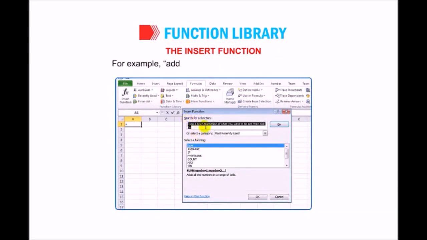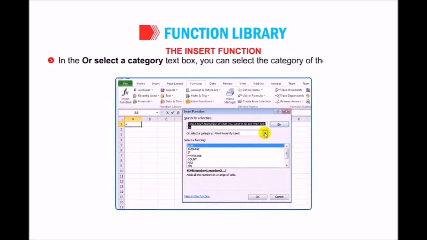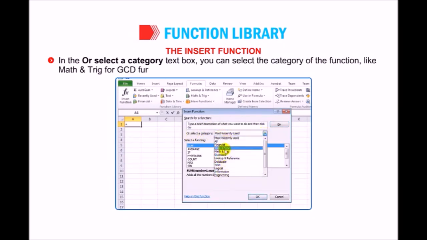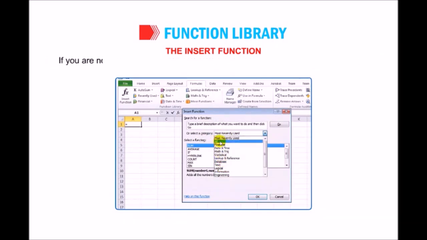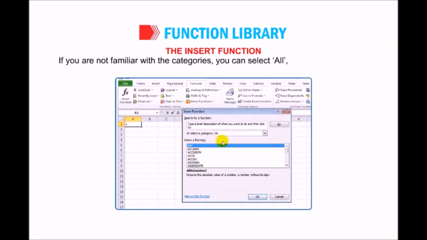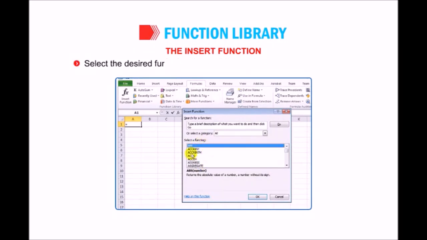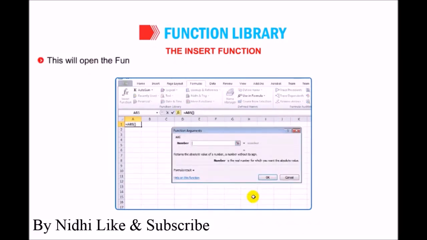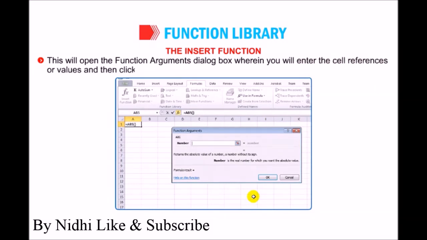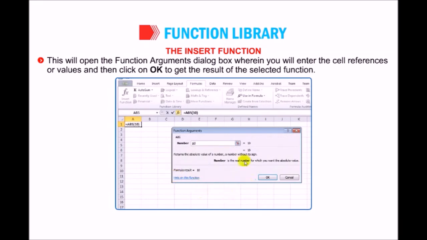For example, add numbers returns the SUM function. In the Or Select a Category box, you can select the category of the function, like Math and Trig for the GCD function. If you are not familiar with the categories, you can select All, which will display an alphabetic list of all the functions in the Select a Function list box. Select the desired function from the displayed list and then click on OK. This will open the Function Arguments dialog box, wherein you will enter the cell references or values and then click on OK to get the result of the selected function.